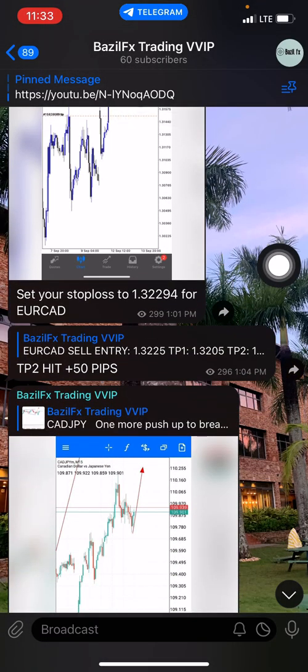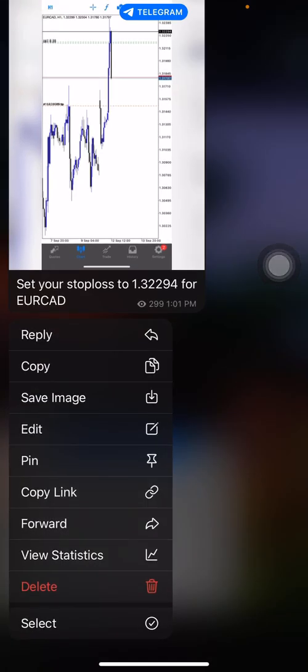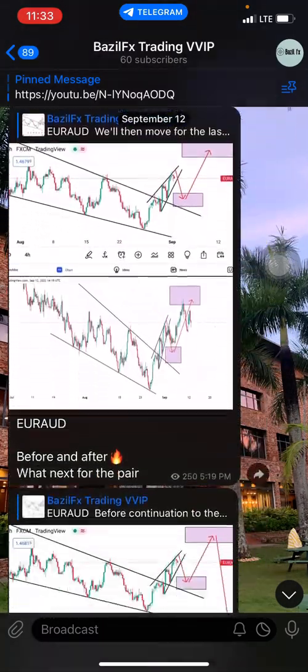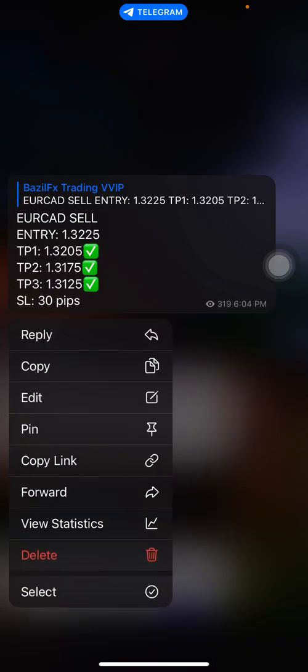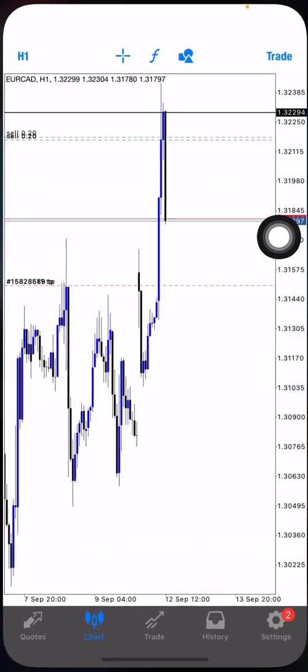Even here, when price moved, I told everyone to move their stop loss to 1.32294. As you can see, this was a very wonderful trade, and then all our targets were hit. This was a very good trade, guys.